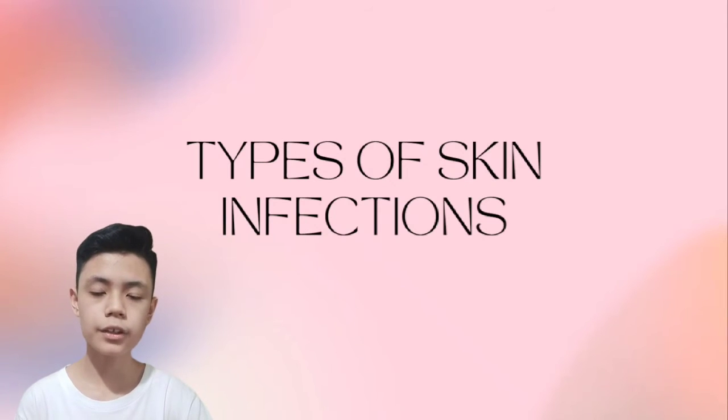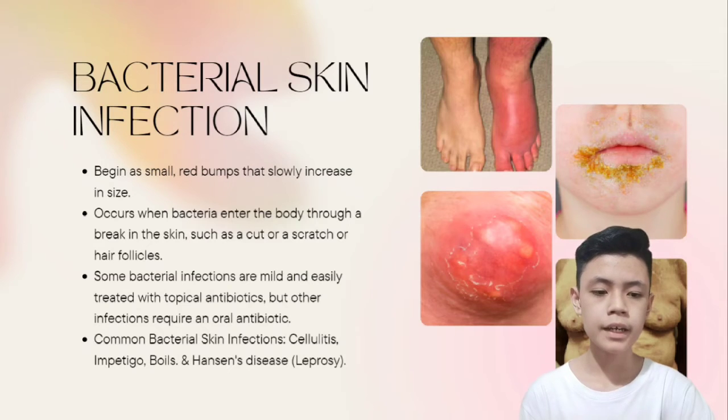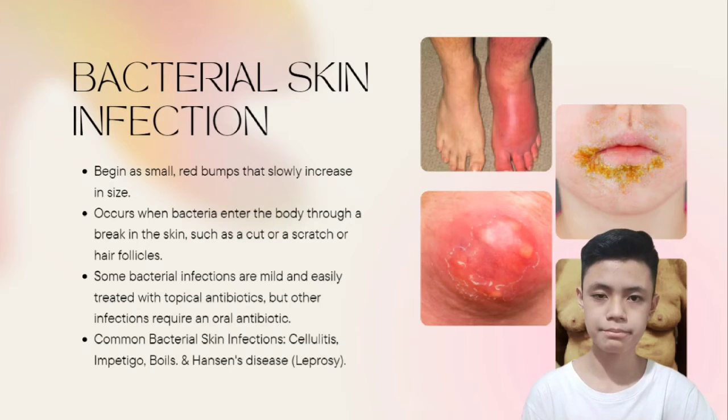Now let's move on to the 4 types of skin infections. First is bacterial skin infections. This occurs when we have a break in our skin, allowing bacteria to enter in our body. They usually start tiny and as time passes, they slowly become larger. Some common bacterial skin infections are cellulitis, impetigo, boils, and Hansen's disease or leprosy.